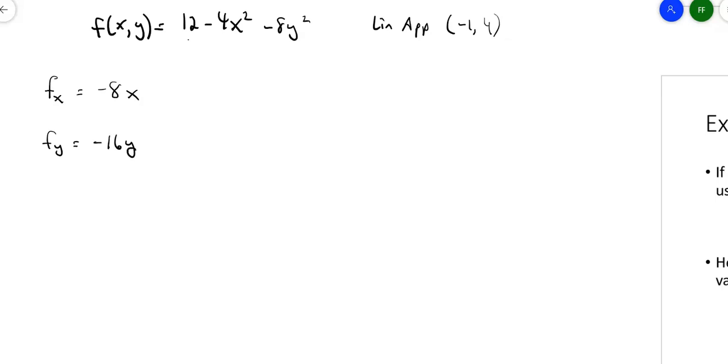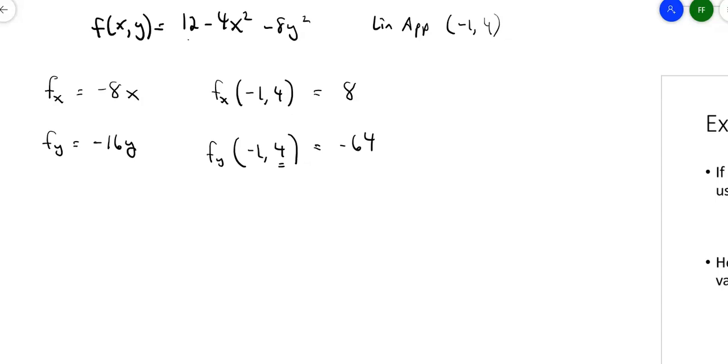All right, now let's evaluate it at (-1, 4). So the partial with respect to x at (-1, 4), well, only the first term counts. There is no y value. Negative 8 times negative 1, positive 8. Partial with respect to y evaluated at that same point. Now this time the first term doesn't matter. It's the second one. So negative 16 times 4 is going to be negative 64.